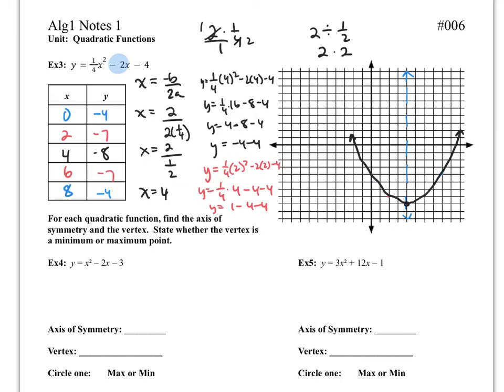So in this case, when I replaced x with 4, 4 squared was 16, divided by 4 was 4, 2 times 4 was 8, so 4 minus 8 was negative 4, minus 4 was negative 8. And so my vertex is at (4, -8).